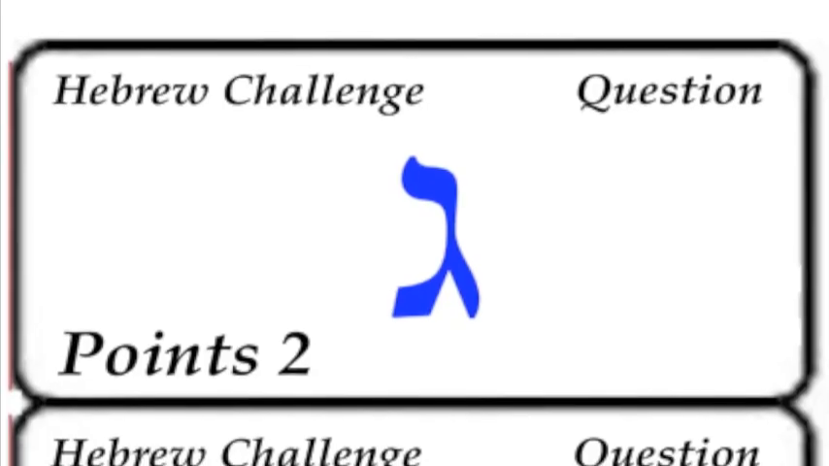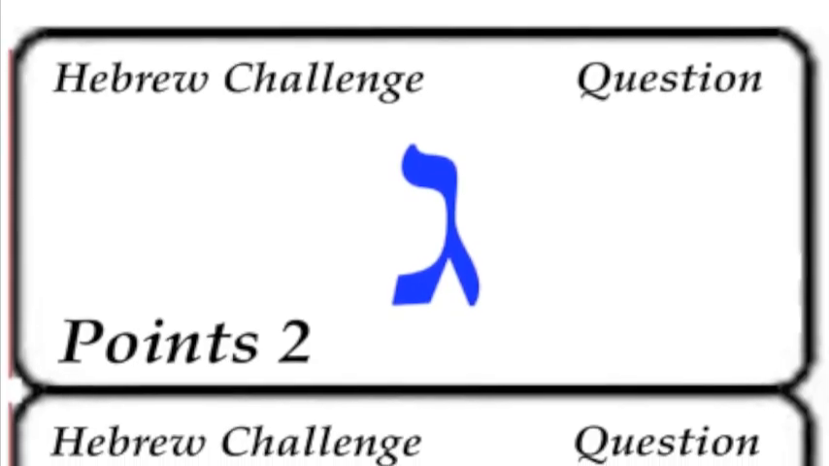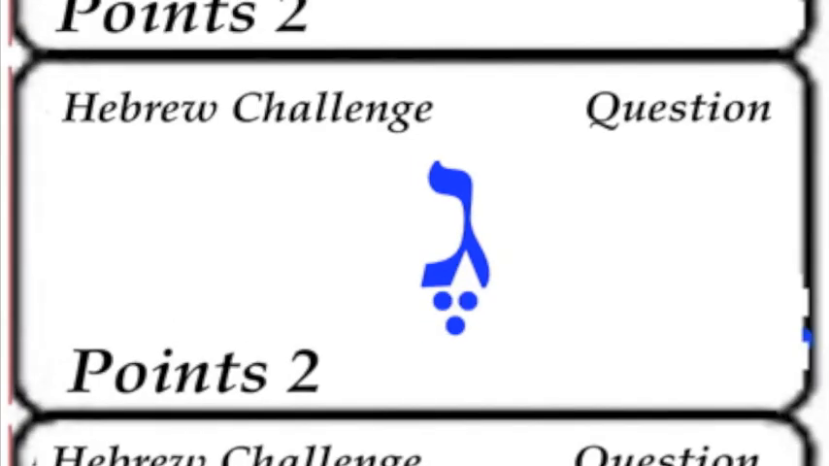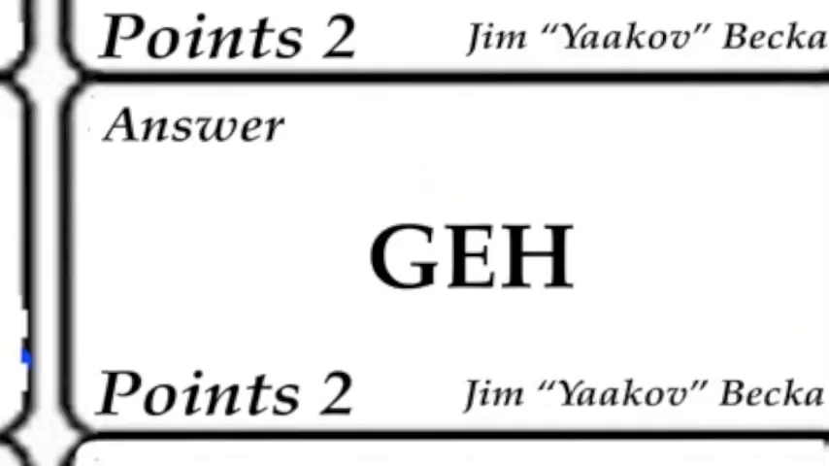And last week it was the gimel with the g sound as in girl. And with this vowel you get the ga sound. And this vowel looks like a cluster of grapes that gives you the eh sound, ge.